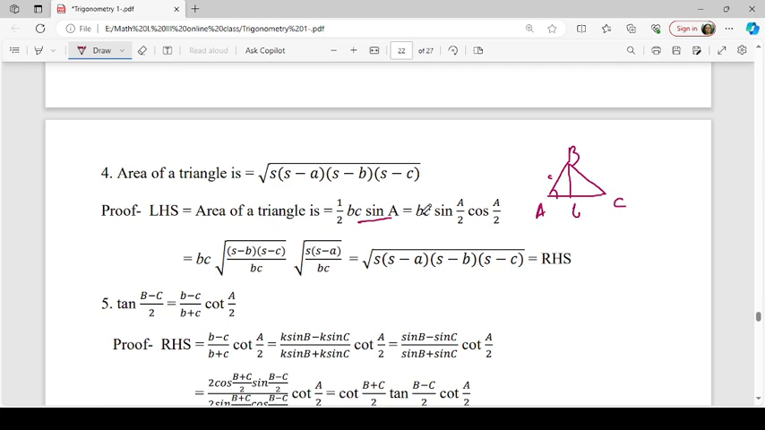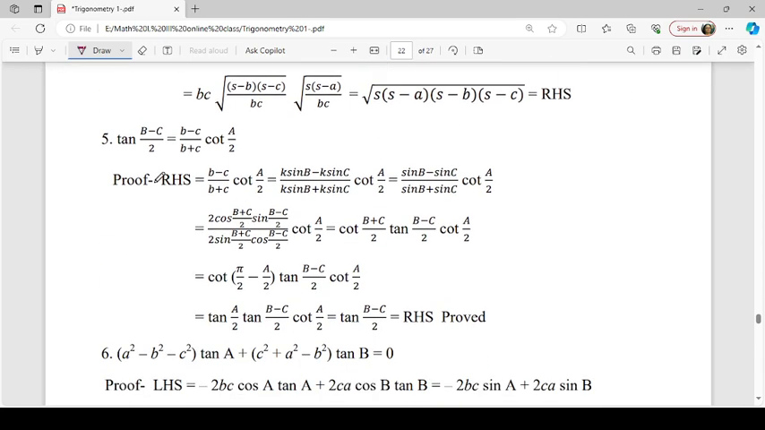So bc, sine A we write as 2 sine A by 2 cos A by 2. Half will go, so sine A by 2 we write, this is sine A by 2, this is sine B by 2, or this formula.